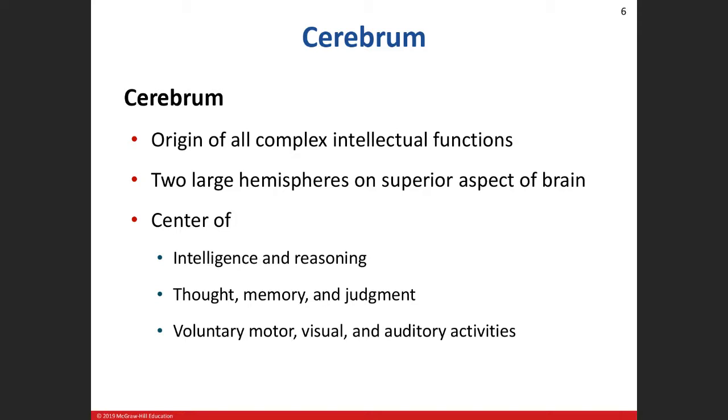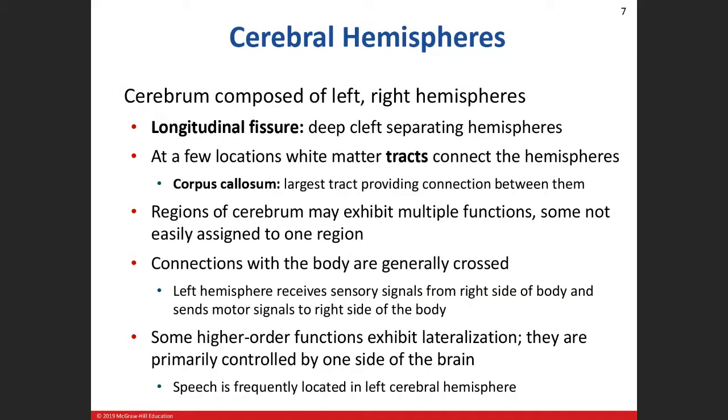Keep in mind all these different functions that you'll see there. What you're doing right now, intelligence and reasoning, as you're sitting there thinking over this material, trying to learn it as I am talking to you, all those functions are occurring here in the cerebrum. Short-term, long-term memory, judgment. You think that some people don't have a very big cerebrum, they're using poor judgment, but it's there. Conscious thought occurs here. And then we're going to talk a lot about voluntary motor, visual, and auditory activities. So a lot occurs in the cerebrum here. Let's jump in here into the cerebral hemispheres.